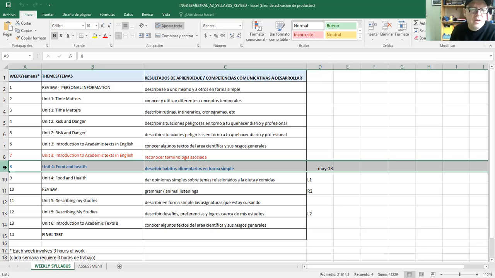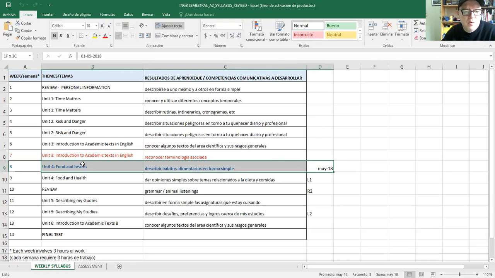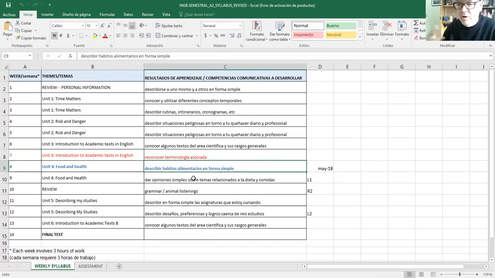Week number 8. And for week number 8 and for this week, we're going to start a new topic, which is food and health, comida y salud, and the relationship we have between these two elements, which are very important for all animal beings, not only humans. Food and health, okay? So this is a main objective, to describe your eating habits in simple form, but we're going to try to develop the topic as much as possible in this class and in the week, right?